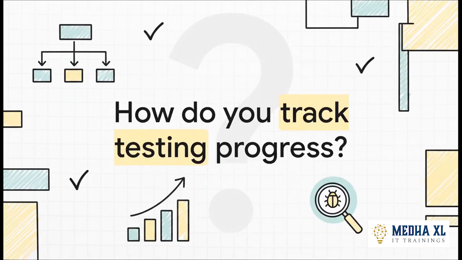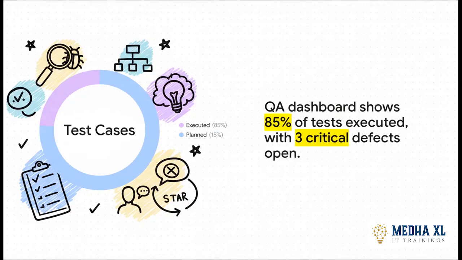Of course, doing the work is only half of it. How do you let everyone know what's going on? This next question really gets into your organizational and communication skills. Because stakeholders, managers, clients, they need to know where things stand. And a great QA professional makes that crystal clear. And you do that with data.